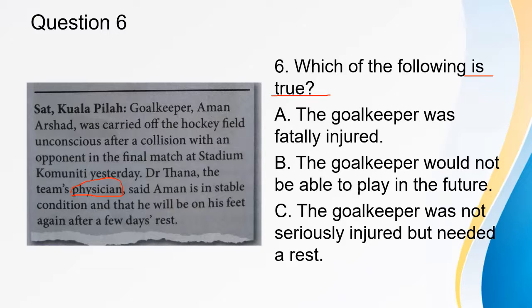The goalkeeper was fatally injured. What does fatally injured mean? It means an injury sustained by a person in an accident which results in his death within 30 days of the accident. So this has nothing to do with the news here. It is wrong. He didn't die in the end.